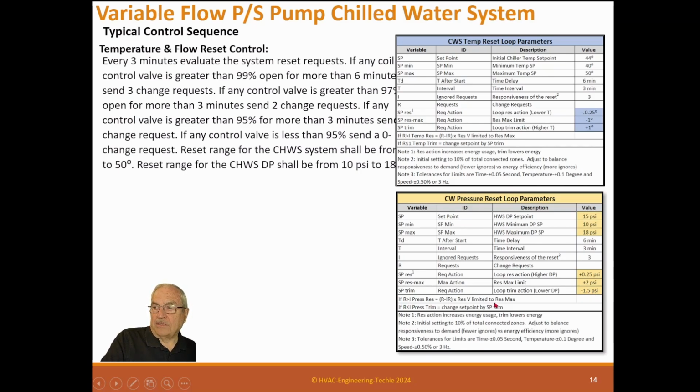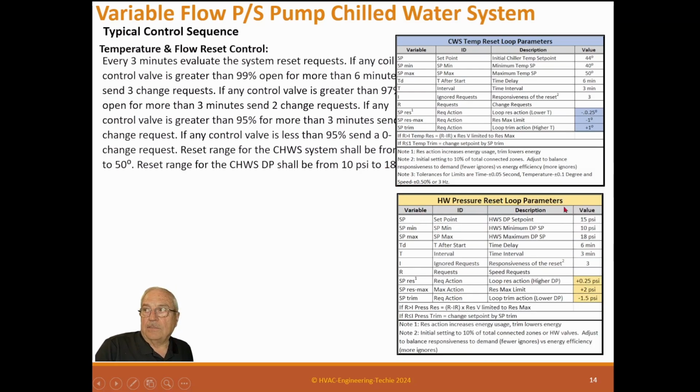Okay, and that's the formulas. If R is less than or equal to the ignored request, pressure trim equals change of set point equals this. So anytime you have fewer requests than the ignored, in other words, you end up with 0, then it's going down no matter what. Here are the actions. Here's this 10% of our connected load, and the tolerances are exactly the same as the tolerances up here. And that's the chill water pressure reset loop. And this is the pressure one. It's the same.